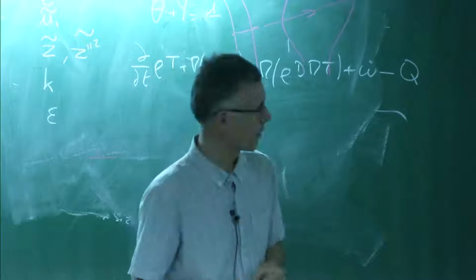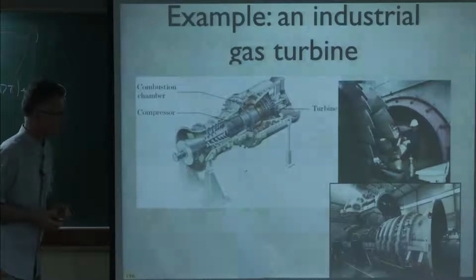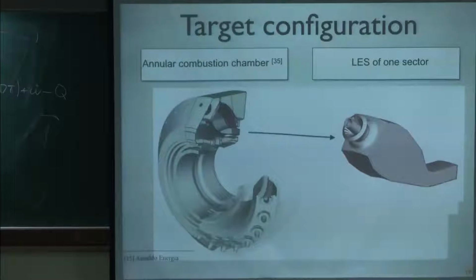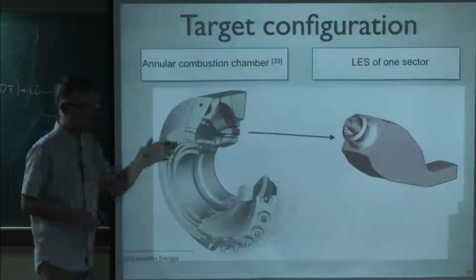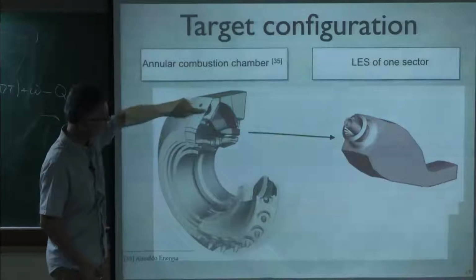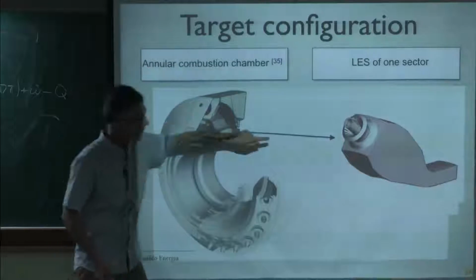So again, an example on this Siemens system. For a Siemens system like this, those are monsters. We're talking about meters in diameter. You have 24 burners, that's one burner. That's one zoom on one burner.